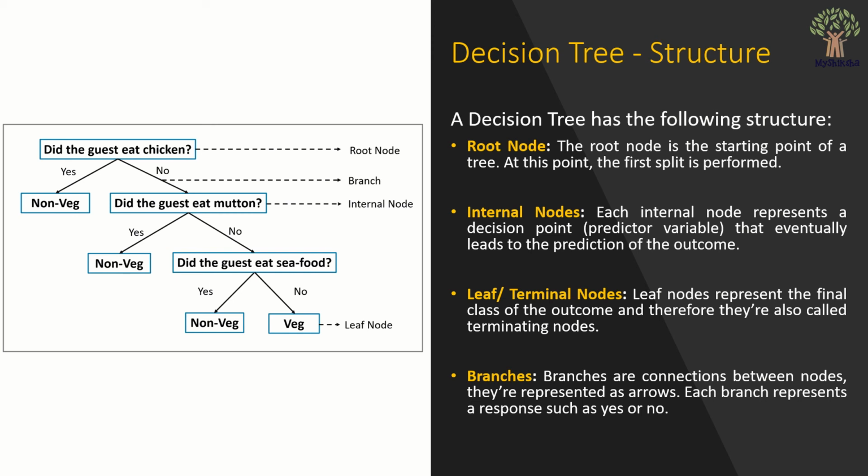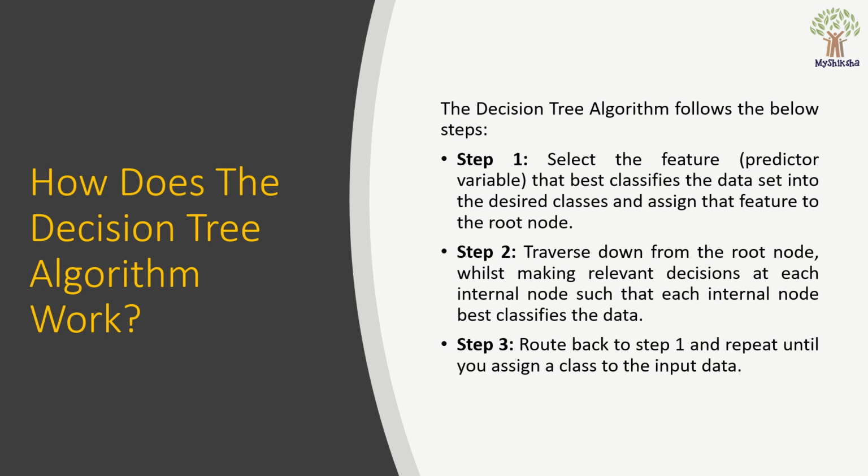Branches are the connections between the nodes. They are represented as arrows in this image. Each branch represents a response such as yes or no, which will help you to identify and classify it correctly. So how does the decision tree algorithm work? It follows simple steps.